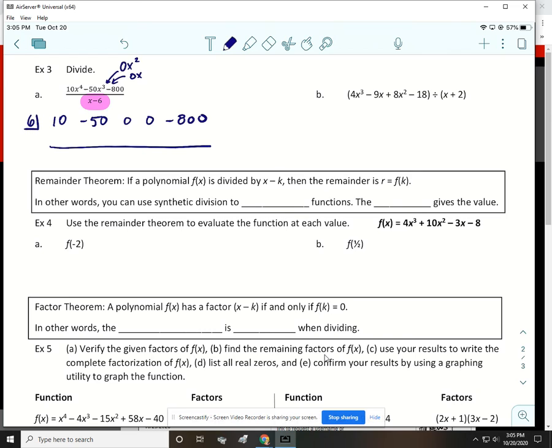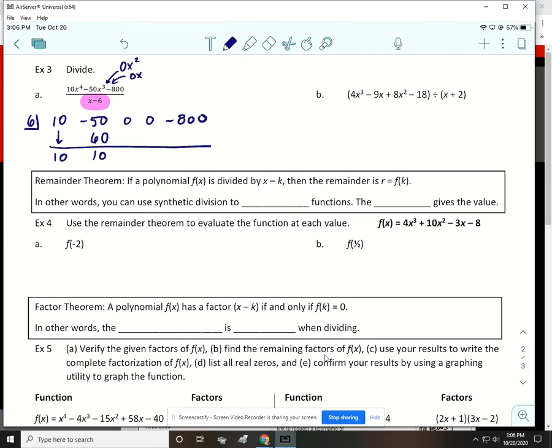All right, and then we'll bring down the first number after the box, not the number in the box, the number after the box, which is 10. And then from here on, you're going to multiply, and then you're going to add. So we multiply 6 times 10, that's 60. It goes under the next number, and then you're going to add and get 10.